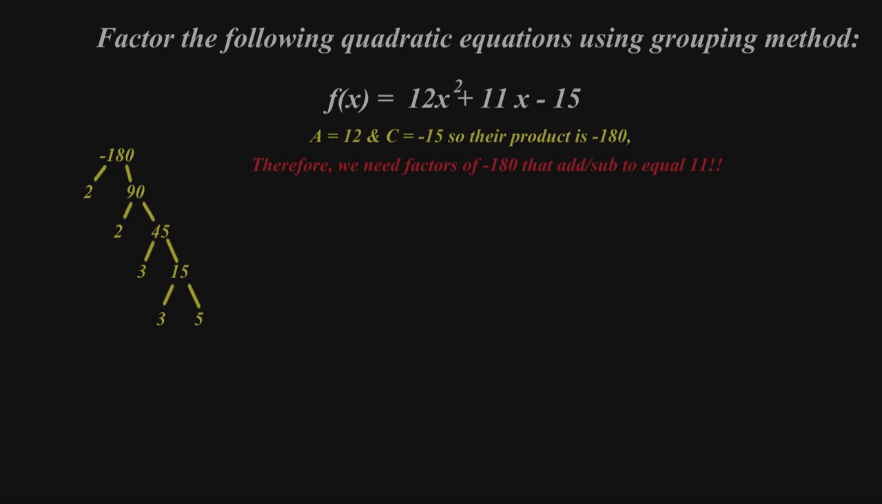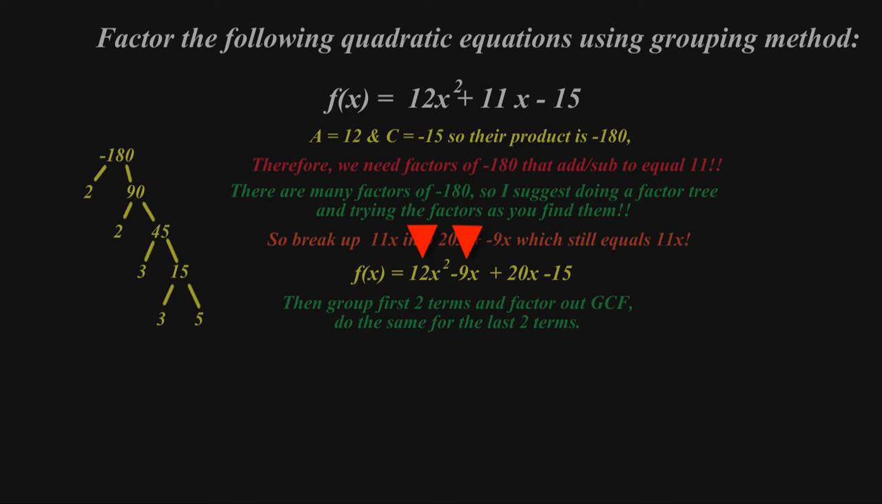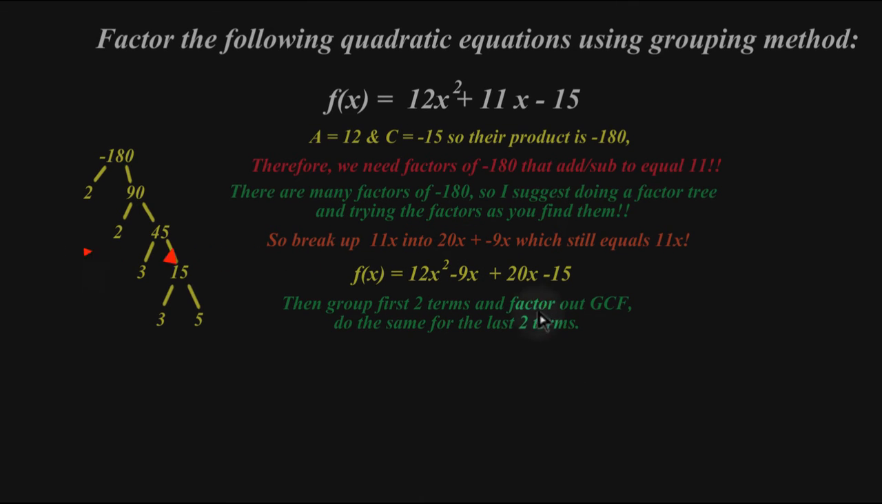That's the use of the factor tree. So now that we know the factors, we can break up the 11x into the 20x and negative 9x, which still equals 11x, so we're not changing the integrity, just the appearance, just like before. So what is the benefit of doing this? Well, 4 terms. And what you can do is you can group the first two together and you can group the last two together and factor out the greatest common factor. Hopefully you can see that there's a 3 common to these and an x. And between these last two terms grouped together, we have a 5 common to both of these that you can factor out.